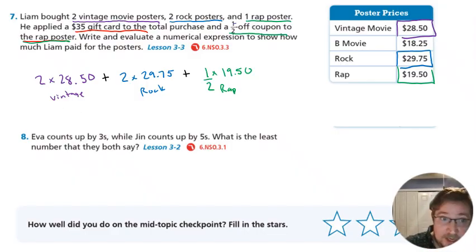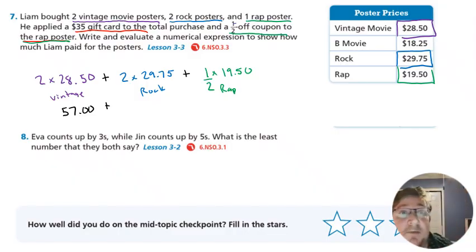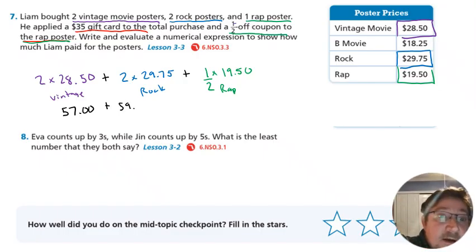2 times 28.50 is going to be 28 plus 28 is 56. And 50 cents plus 50 cents is 1. So this is going to be $57 even. Plus 2 times 29.75. That's going to be 30 plus 30 is 60 minus 50 cents. It's going to be 59.50.